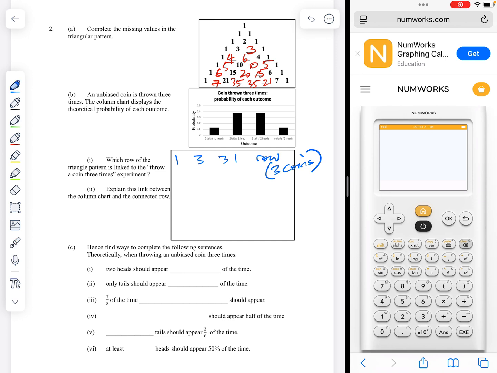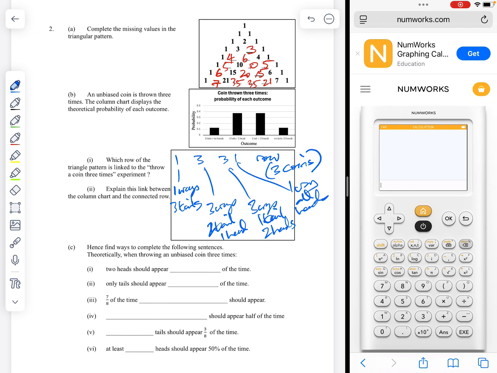So the 1 is for one way that we can have 3 tails. We have 3 ways to have 2 tails and 1 head. We have 3 ways for 1 tail and 2 heads, and we have 1 way all heads.